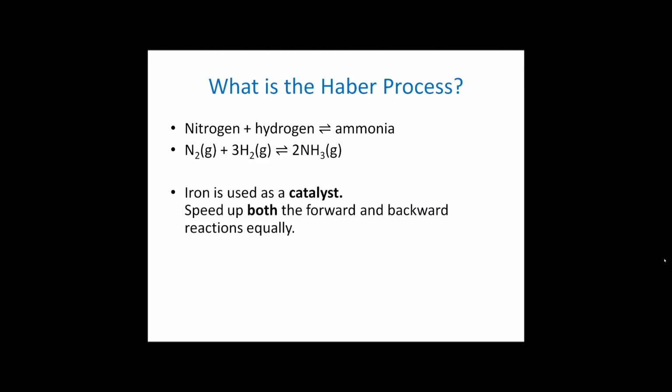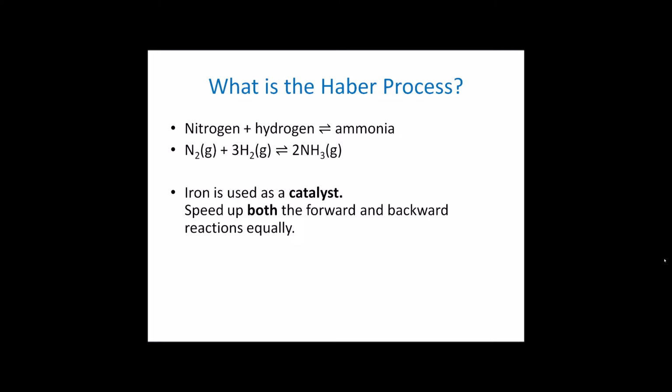We use iron as a catalyst, which speeds up the reaction, which we know from rates. However, it speeds up both the forward and the backwards reactions equally. So whereas we use it to make this reaction happen, we use it to lower the activation energy essentially. It's not going to make more ammonia.